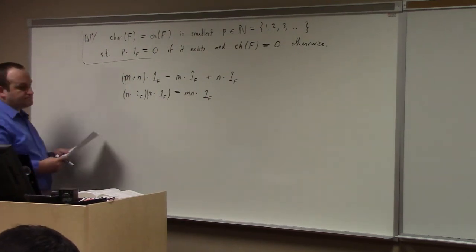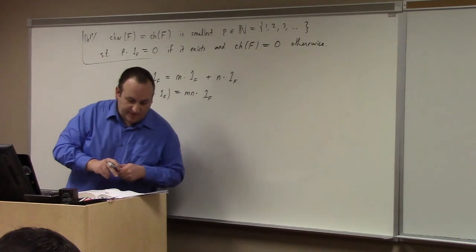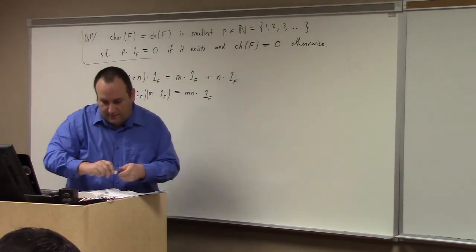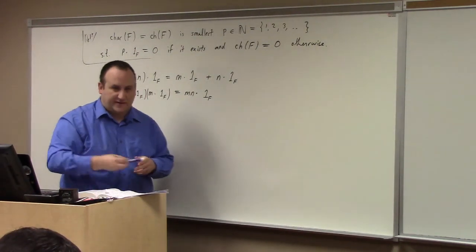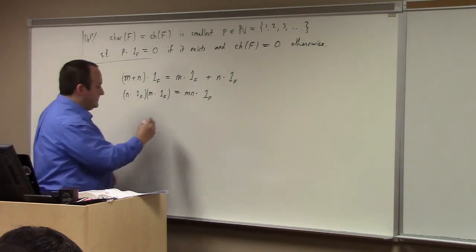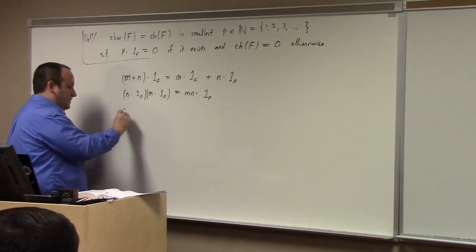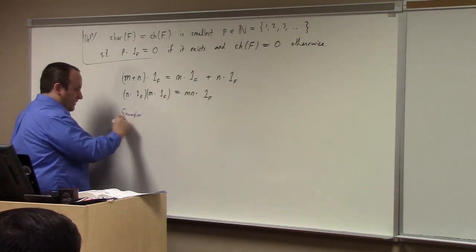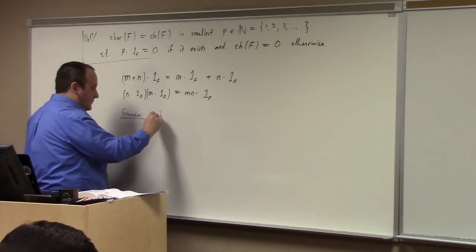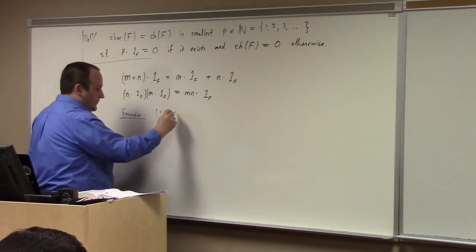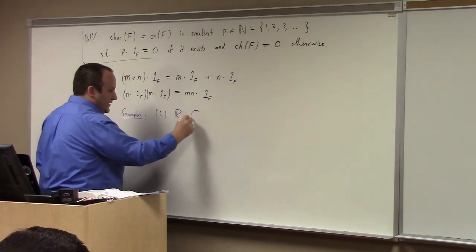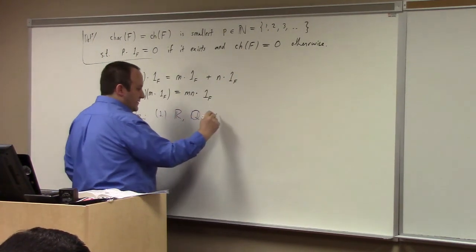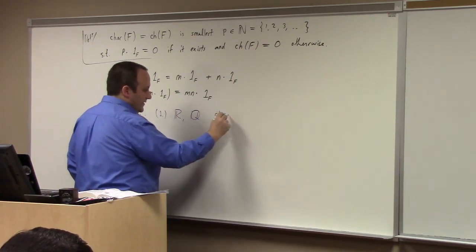Examples? What are some good examples of this? So I think we've already seen these last semester, of course, but just to get us started in here. 1, of course, the real numbers and the rational numbers. These are characteristic 0, right?